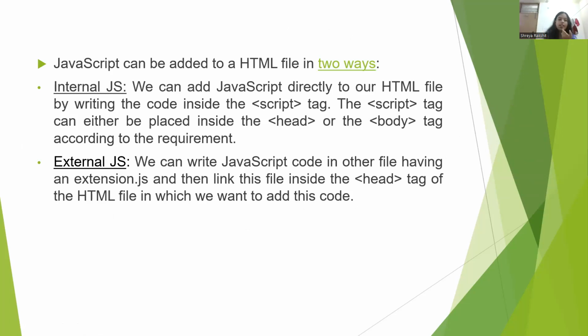So how can we add JavaScript to our HTML file? There are two methods: internal JavaScript and external JavaScript. In internal JavaScript, we write the JavaScript code in the HTML file itself within the script tag. And in external JS, we write the JavaScript code in a separate file with extension .js and then link it inside the head tag of our HTML file.